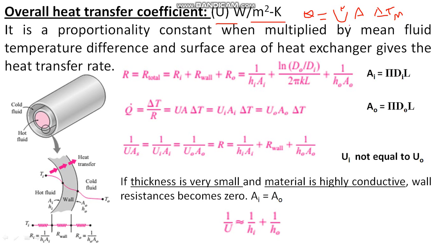What is U? U is nothing but the proportionality constant which, when multiplied by the mean temperature difference between the fluids and the surface area of the heat exchanger, will give the heat transfer rate. Very good. Q is equal to UA delta T M. In the exam you have to explain the derivation and the definition. So what is the overall heat transfer coefficient? It is the proportionality constant which, when multiplied by the mean temperature difference of the fluids and the surface area of the heat exchanger, will give the heat transfer rate.